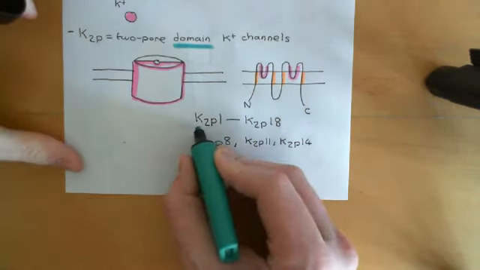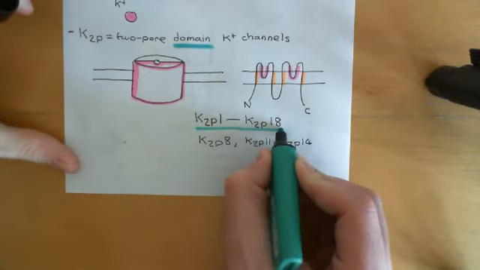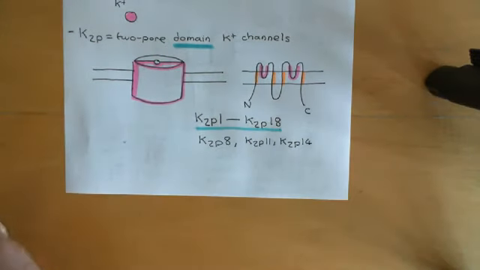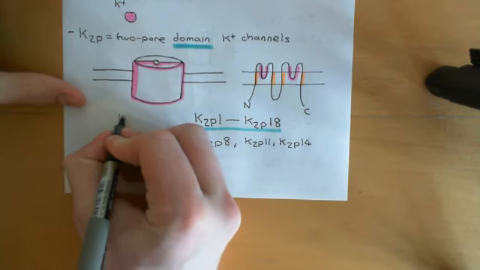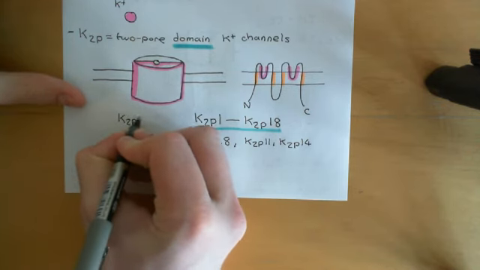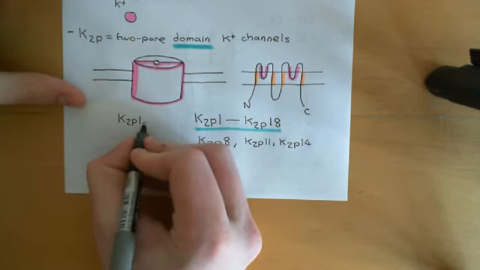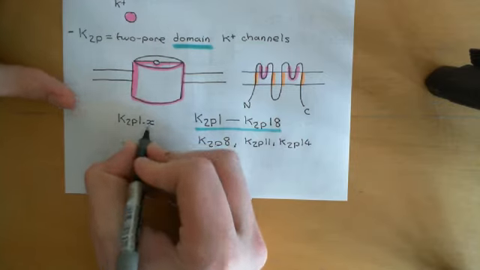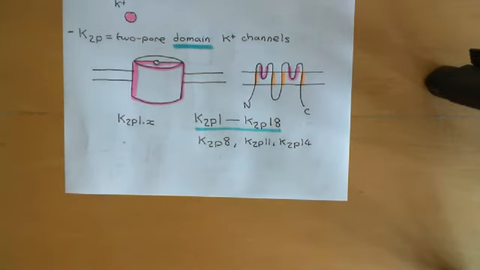Again, the individual members of these families are named as before, where you have the family, so if I give you an example, K2P1, family number 1, and then you put point X, and this tells you the member of that family.